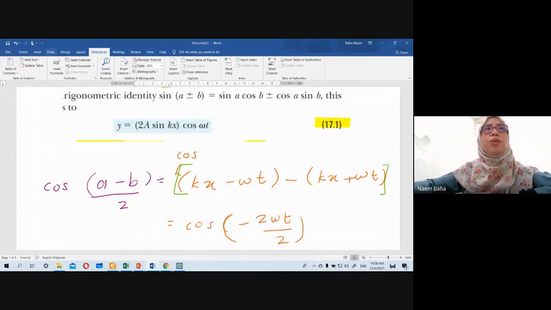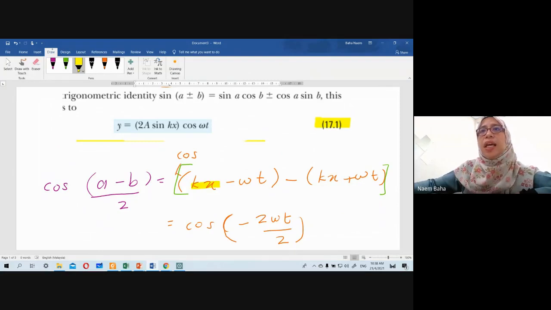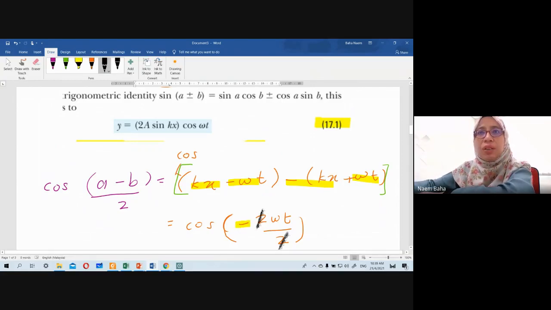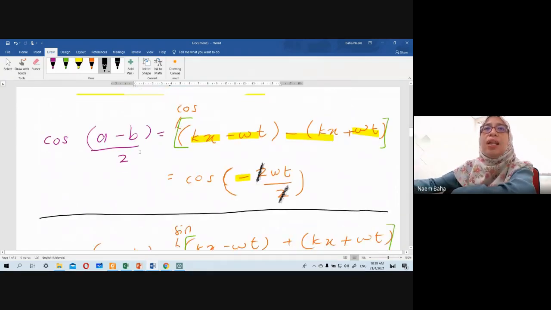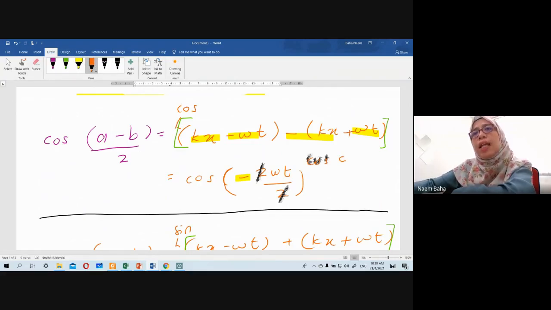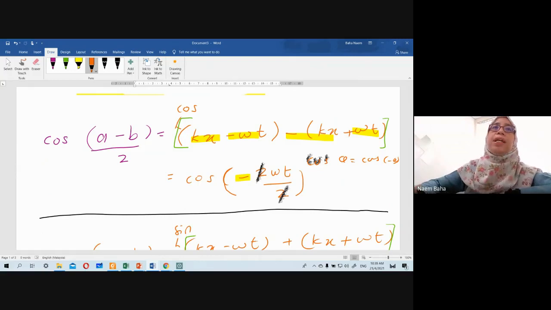So let me use my highlighter so that you can see. Kx minus Kx, none, nada. Negative omega t plus omega negative omega t, then you have negative 2 omega t. And due to the fact that we can cancel out the 2, and as well, remember earlier, cos theta is also equivalent to cos negative theta. So we just take out this negative because it might confuse us.